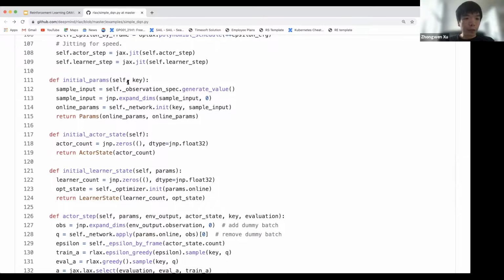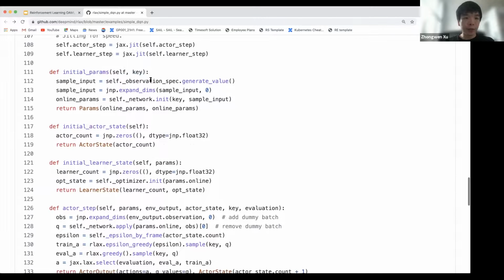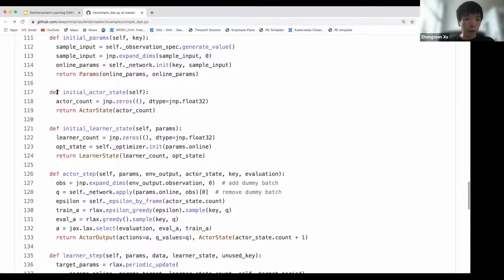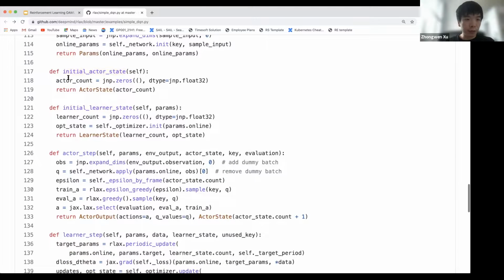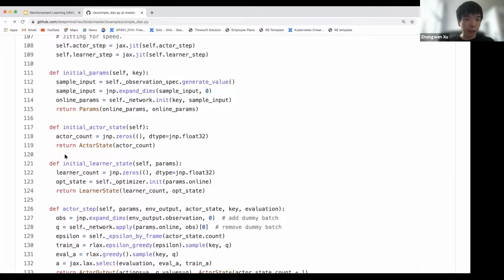For the initialization of the parameters, it just randomly generates the parameters for the agent. Also, these three things are all initializing certain variables.